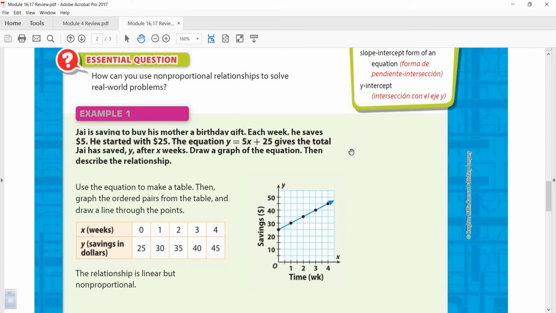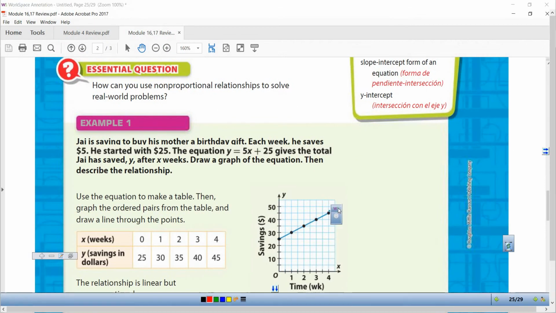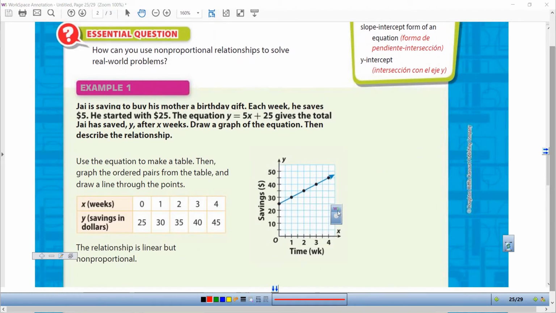So if we were to take a look right here, they have an example of someone saving money to buy his mother a birthday present. So if you take a look right here, right there is our y-intercept. That is 25. More specifically, it is the point (0, 25). So we would say that b is equal to 25. And you can see right here on the table, there is my y-intercept. You'll notice that x is 0, right? And there is my y-intercept. So there is b. So the pair is (0, 25). b by itself we would say is 25.